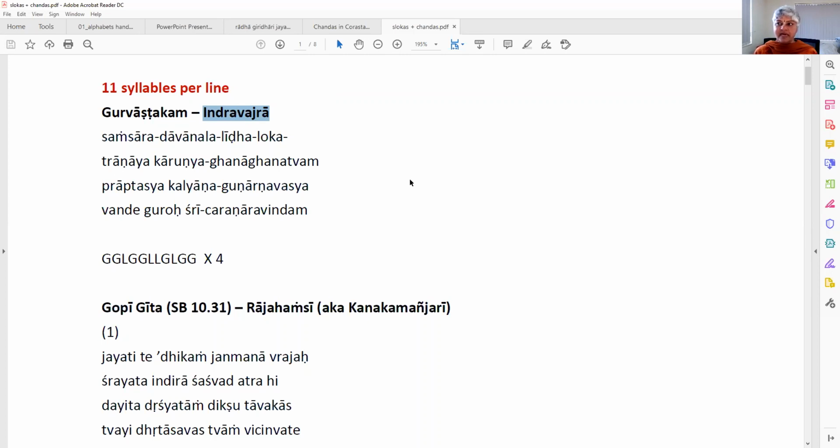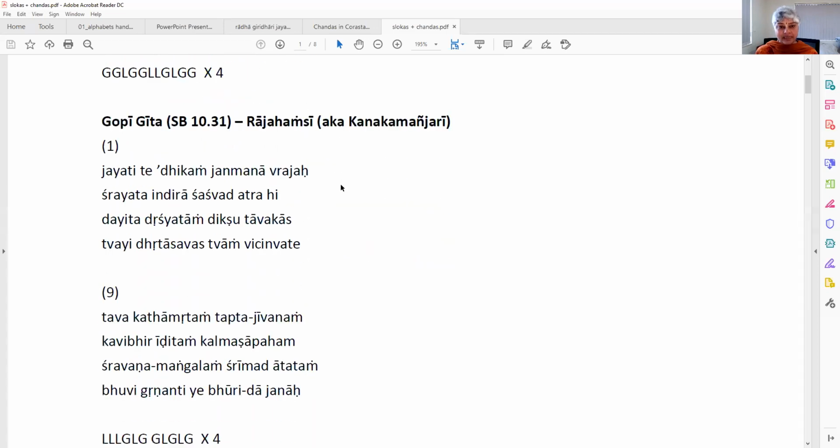So for instance, here you have Samsara Dava Nalalidhaloka, Pranaya Karunya Ghana Ghanatvam. It's such a heavy verse. It's about the Guru. Guru means heavy. The word Guru itself means heavy, and this verse is about the Guru. It's praising the Guru. And the Guru is a person who's strong enough to cut down all our bad habits, all our negatives. Just like Indra's Vajra, nothing can stand in front of the Vajra. Nothing can stand in front of the Guru. So we looked at the Gurvashtakam, Indra Vajra.